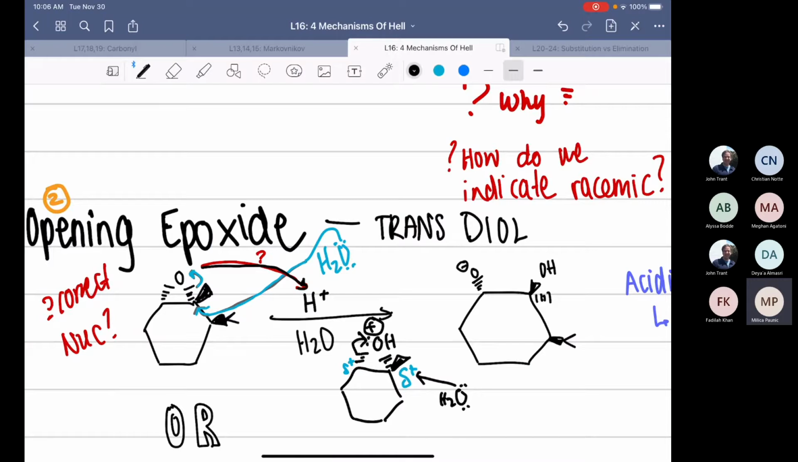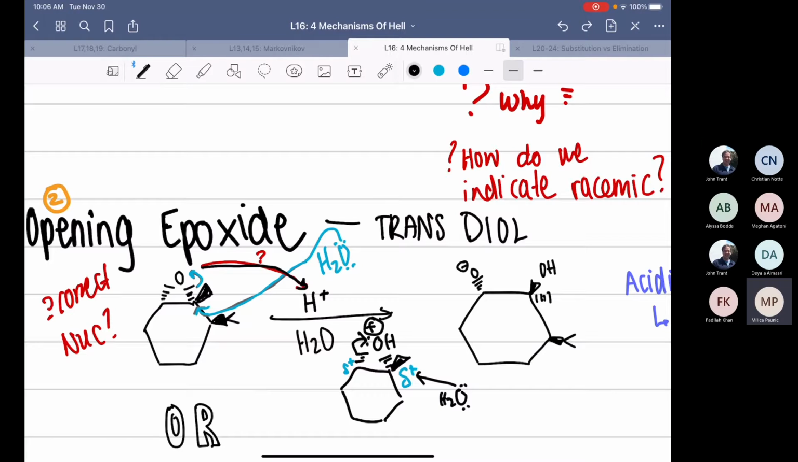So you attack the more hindered site because it's more positive. Okay. So what I did here, is this wrong? No, that's fine. I accept that. It's just you need to have that O positive. So you drew a question mark over the arrow from the oxygen to the H. Before I would draw that arrow, I would have drawn the OH plus.